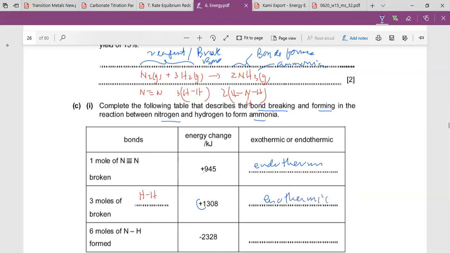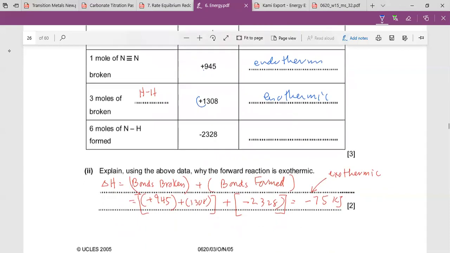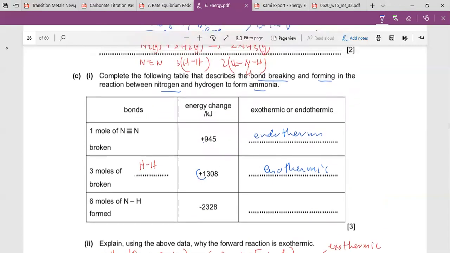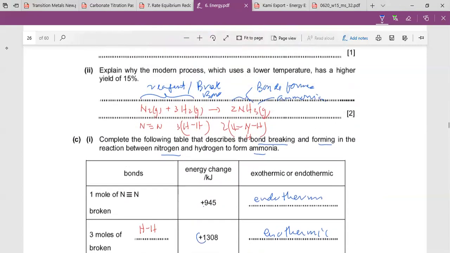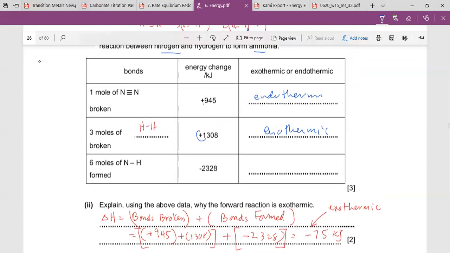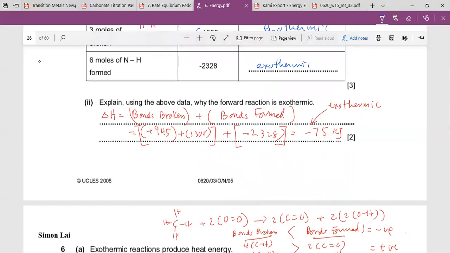Okay. Now they tell you, it's so easy. 6 moles of this one here. That means 6 moles of energy. But the 3 moles of ammonia. See, 3 moles of ammonia. 1 mole of ammonia has 3 bonds. 1, 2, 3. So 2 moles is 6. So they give the value here. Of course, it's exothermic. Bonds are formed. Exothermic. Using the above data, explain why the reaction is exothermic.